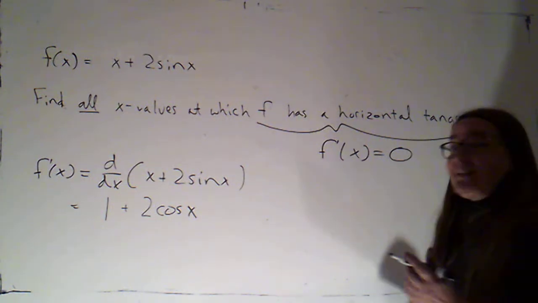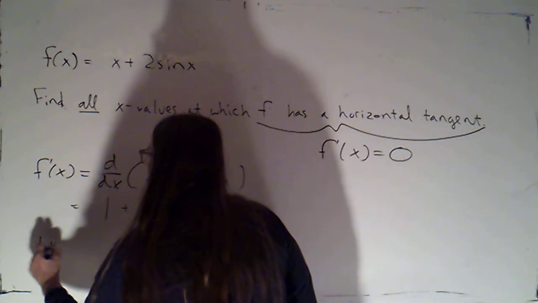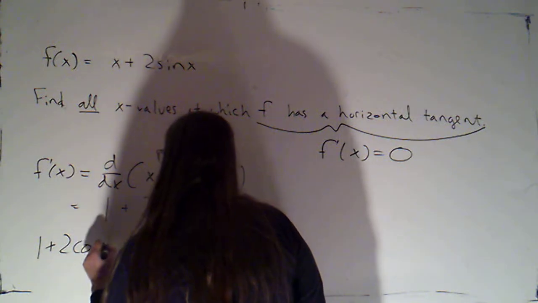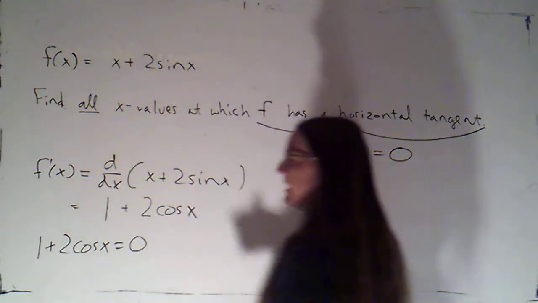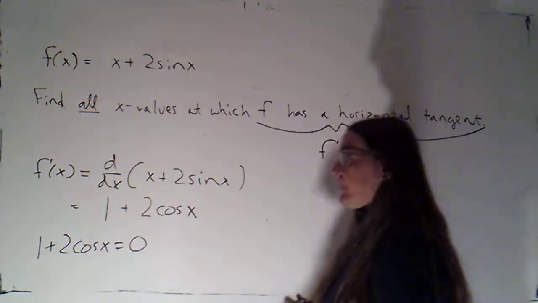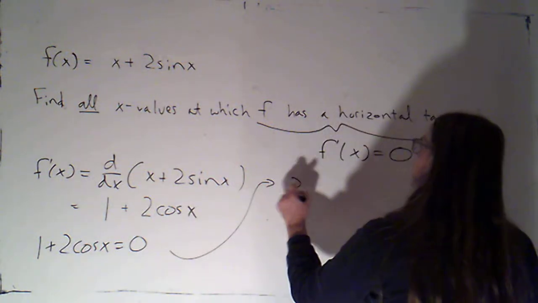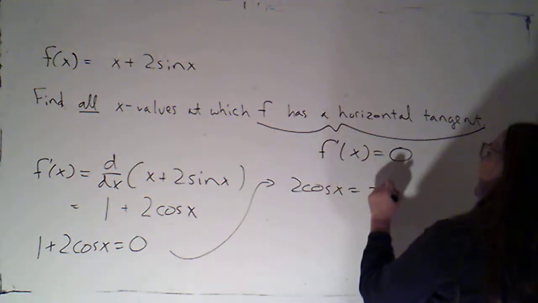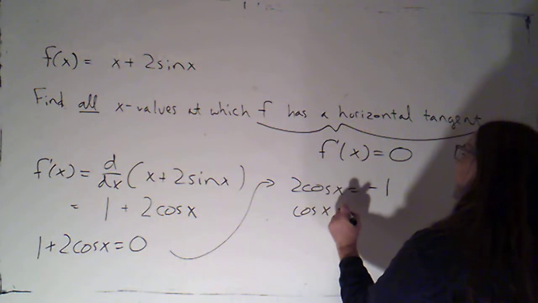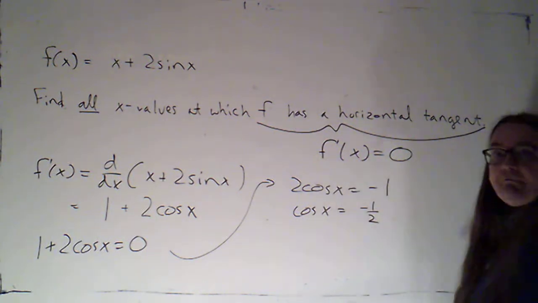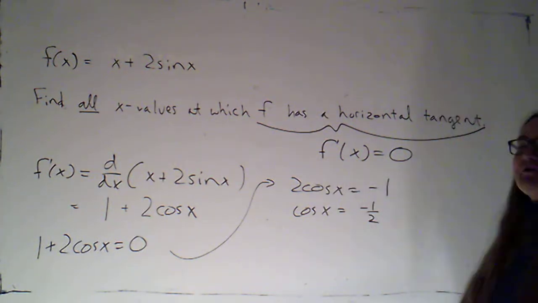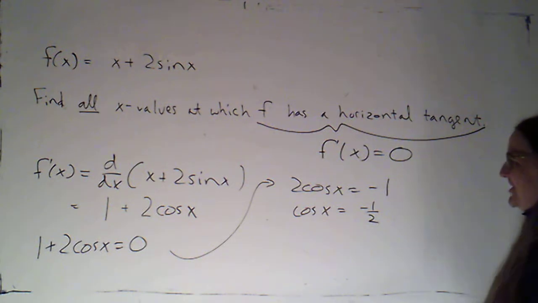I want that to equal 0. So I'm looking at where does 1 plus 2 cosine of x equal 0. To solve that, I'm going to isolate the trig function. So that means 2 cosine of x equals -1. So cosine of x is -1/2. So basically, this is a review of solving trig equations.